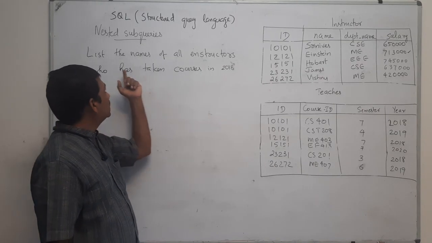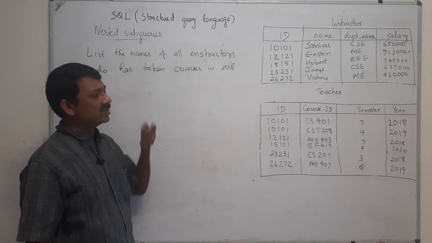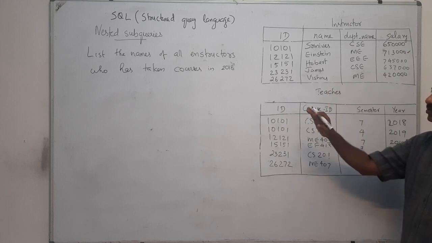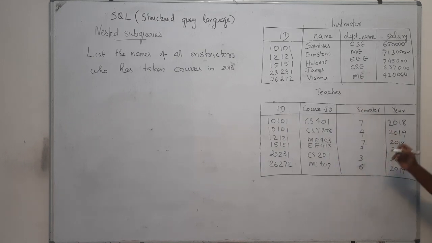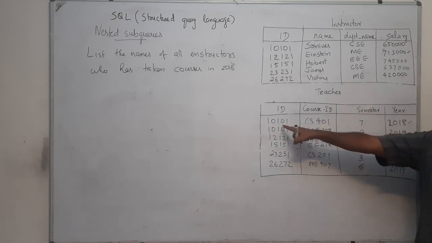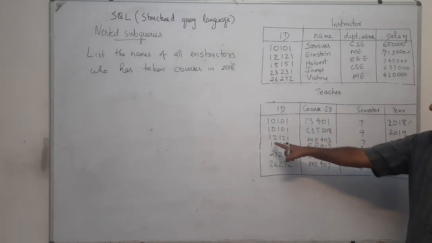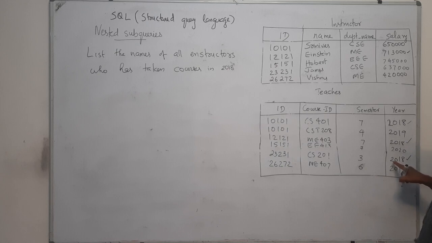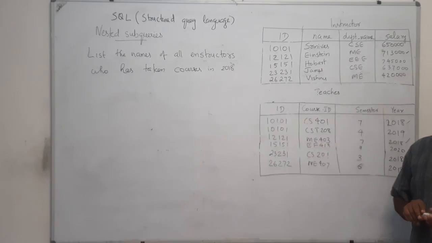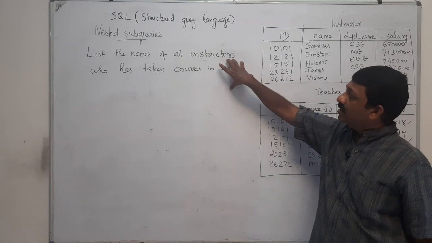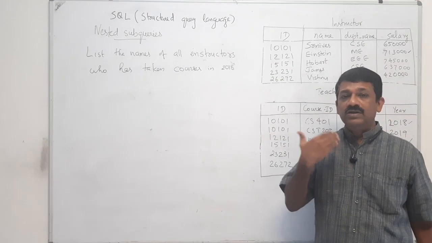This is a query: list the names of all instructors who have taken courses in 2018. That means you have to list the names of all instructors who have taken courses in 2018. In 2018, this is one class, this is another class, and this is another class. This class was taken by a person with ID 10101, this one by a person with ID 12121, and 2018 23231. These are the IDs of the instructors who had taken classes in 2018. But as per the question, you have to list out their names.